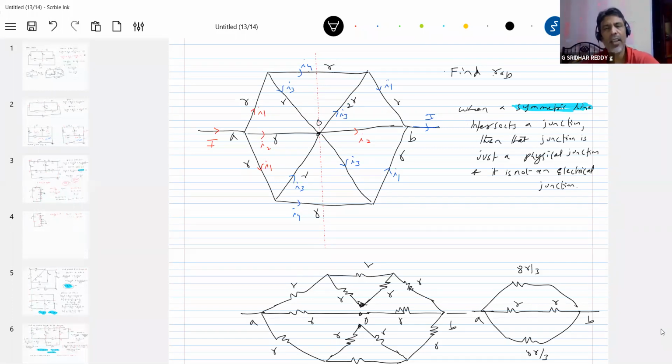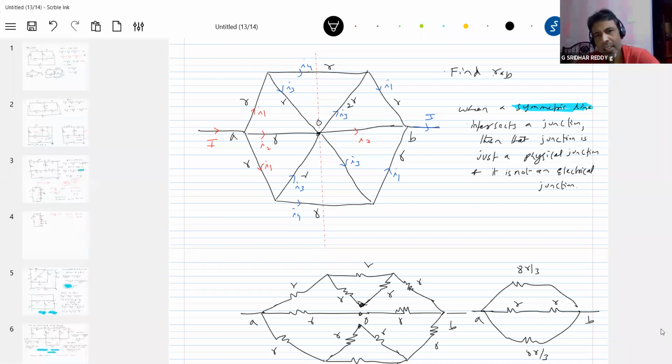How to identify that a junction is only a physical junction? If a symmetric line intersects a junction, then the junction is only a physical junction. There's a rule. How to identify a symmetric line? Symmetry with respect to what? With respect to current distribution.